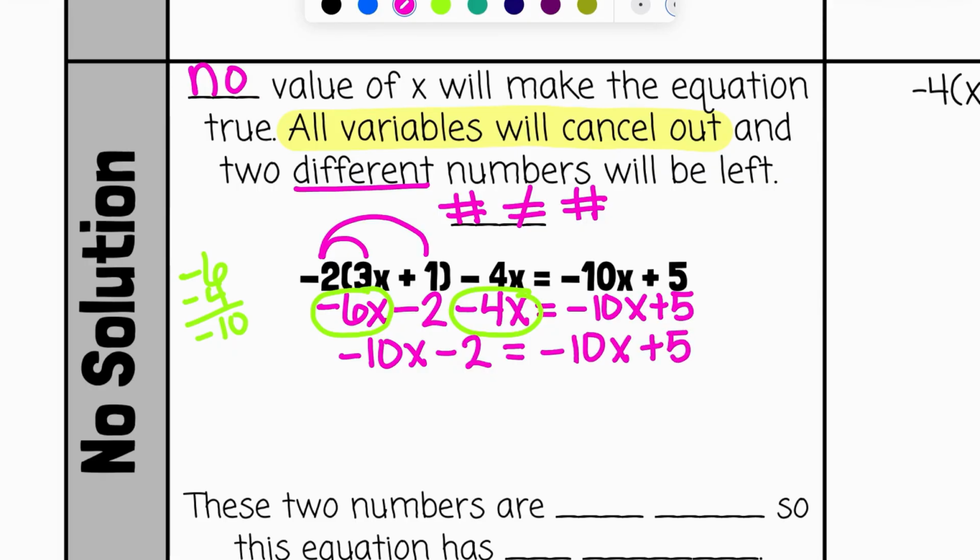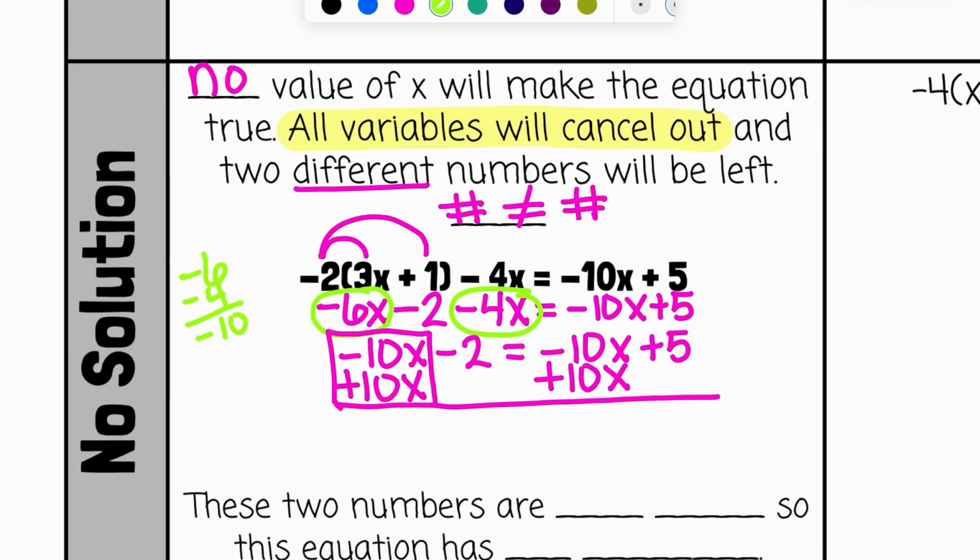What do you notice there? We've got negative 10x on the right, and we've got negative 10x on the left. Let's keep working in case we didn't notice that. Let's say I box this negative 10x. That means I'm moving the other negative 10x. So to make a zero pair, I would add 10x.